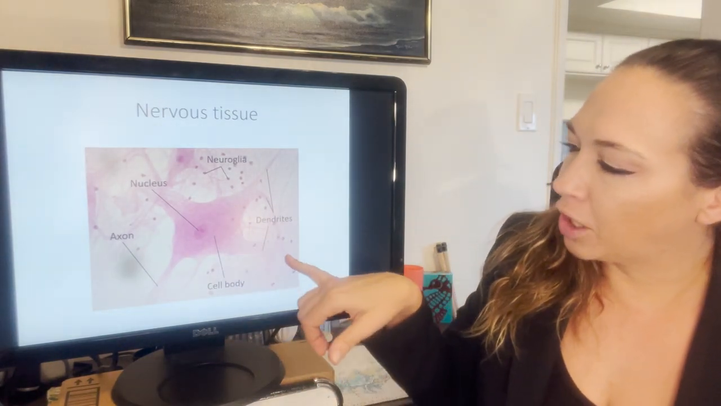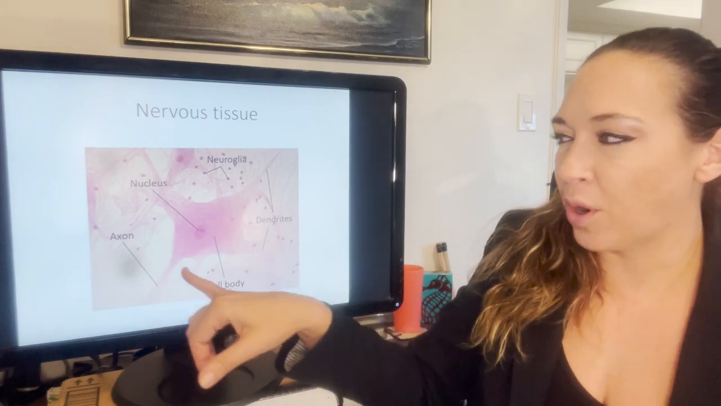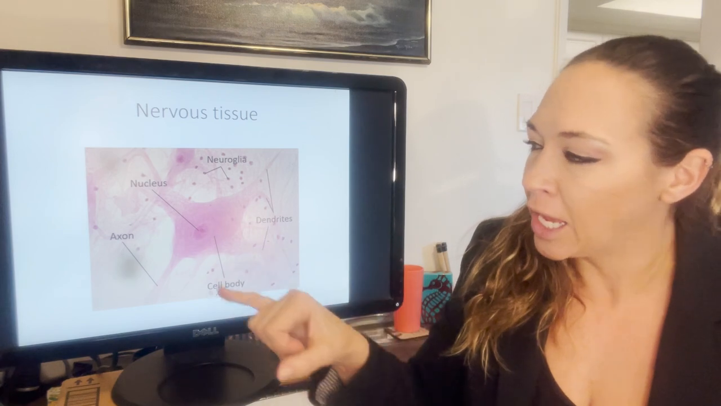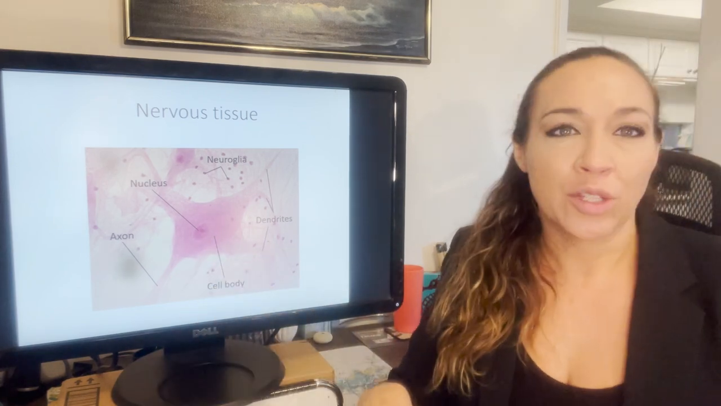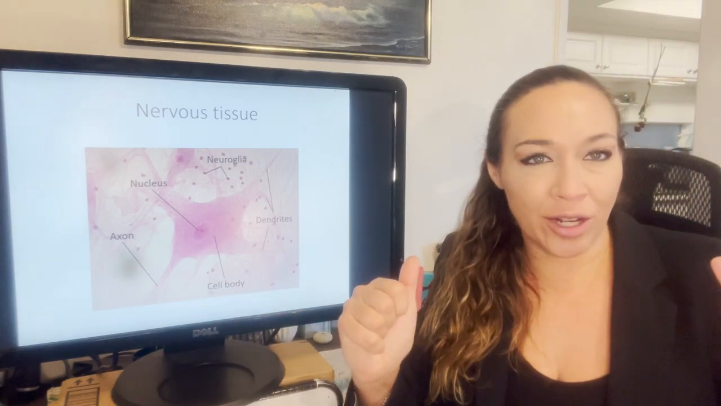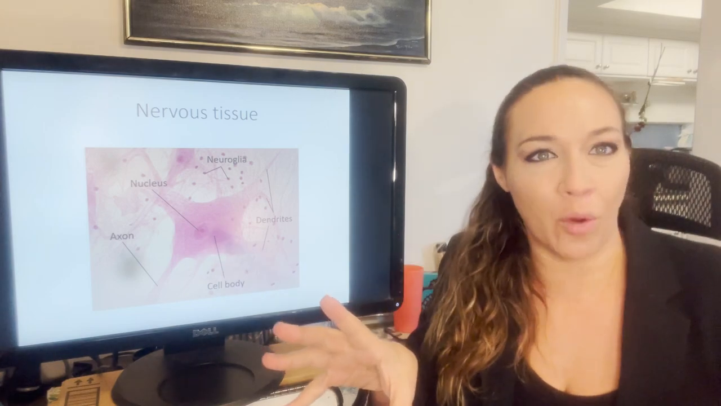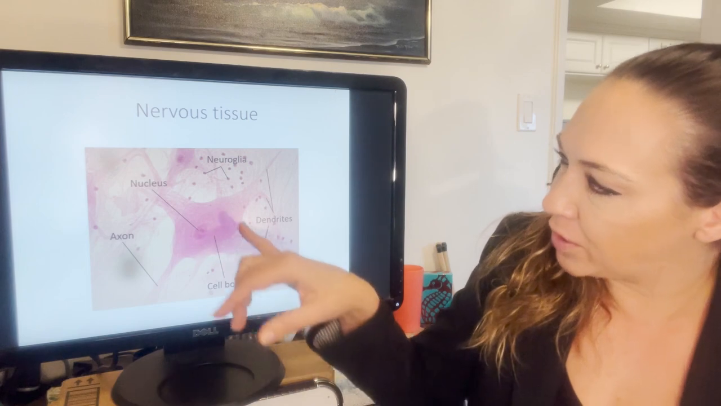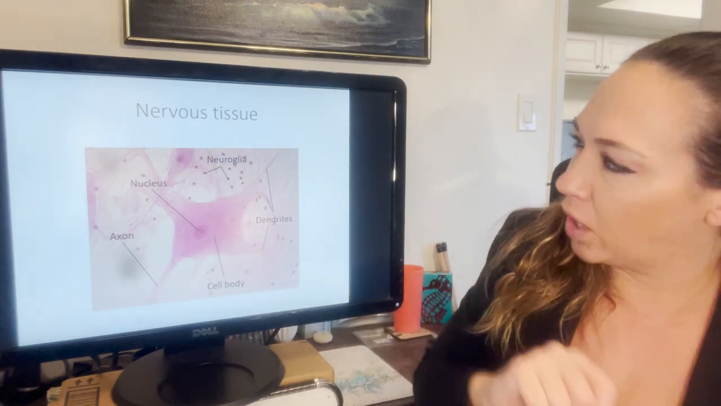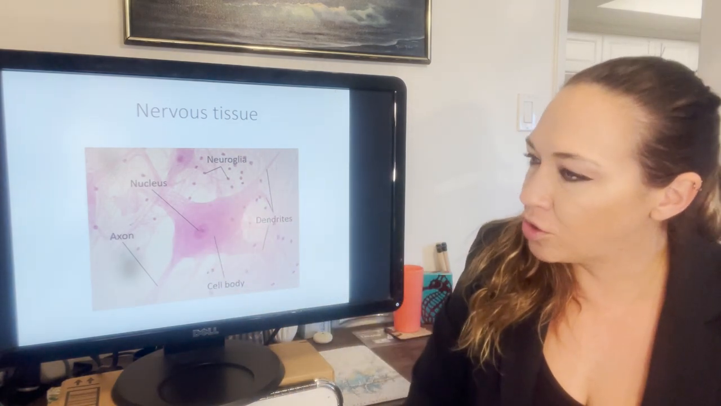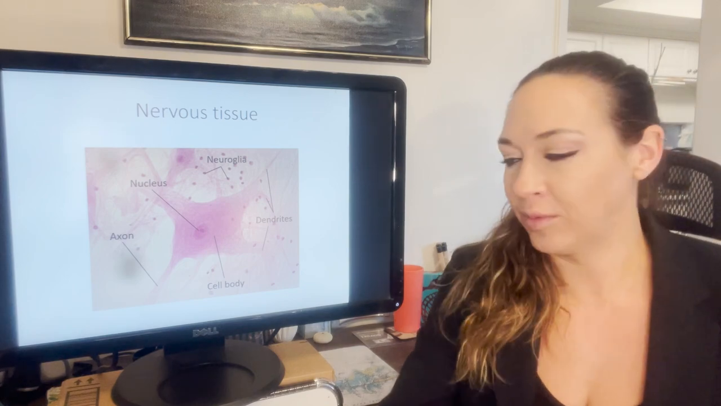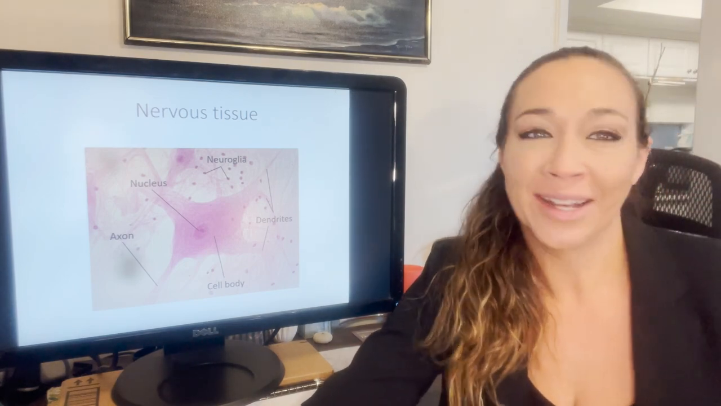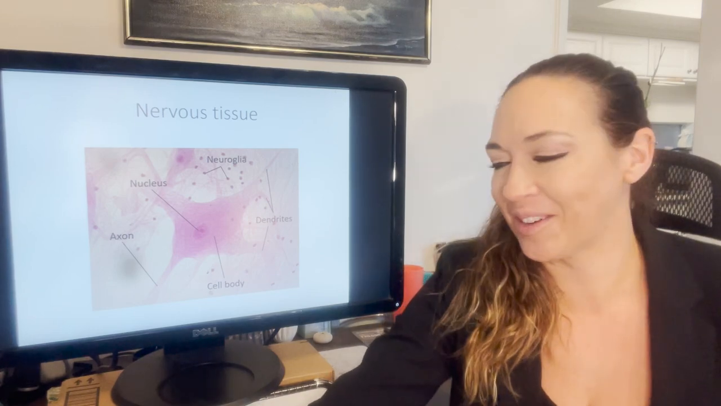Coming out are going to be your dendrites. This main part is going to be your cell body. Inside that cell body is going to be a nucleus. This is your axon. So basically, you've got your incoming signal receiver, and then you've got your outgoing signal sender. And that's what that axon and those dendrites are going to be doing. These are going to be your little neuroglia cells right here. And that's pretty much the nervous tissue. Wait till we get to our lecture on the nervous system. This is a lot more complicated than just simple nervous tissue.